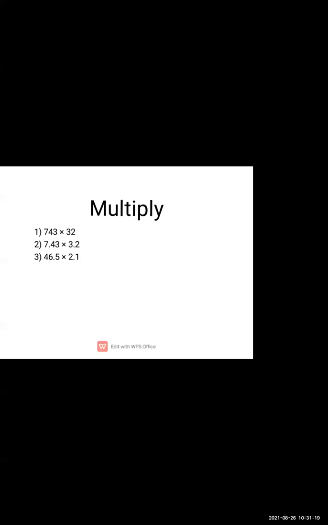Today we will see the practice set 16 of chapter 5, that is decimal fraction. The topic is multiplication. How to multiply? See here. The first question is 743 multiplied by 32. 2 threes are.